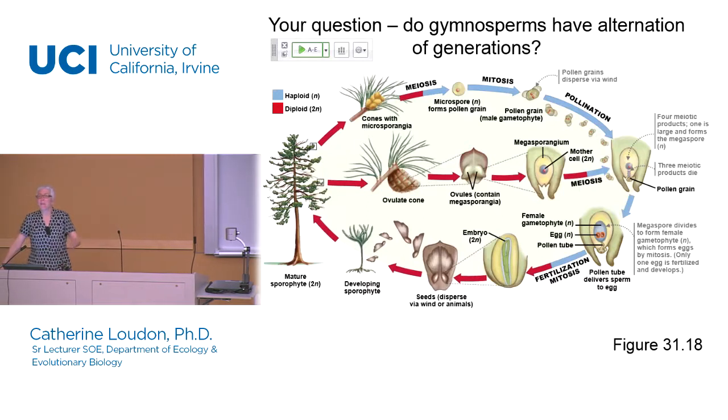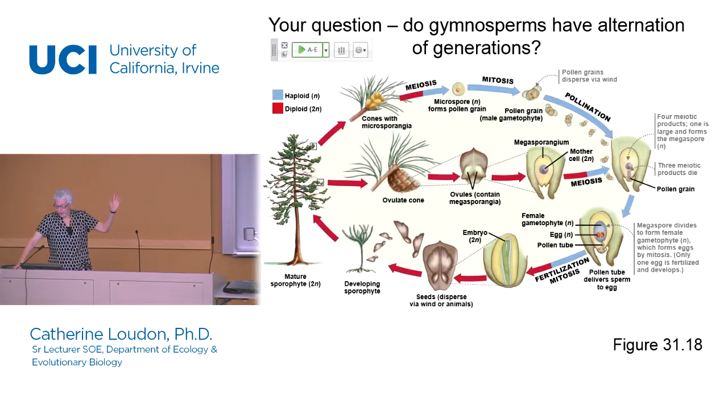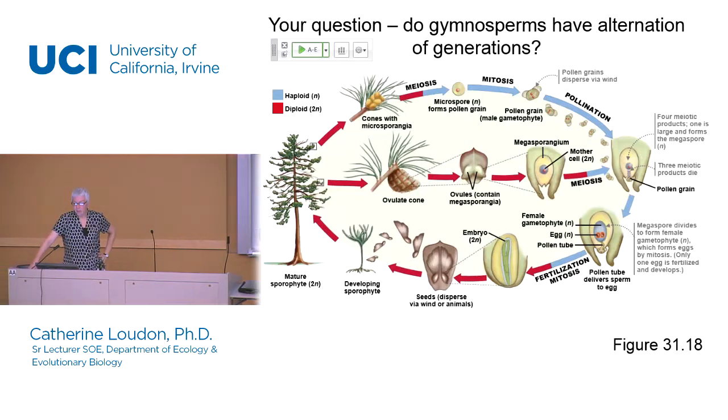One was generated by going through the gymnosperm life cycle, which is in front of you right now, figure 31.18 from your textbook. And the student asked me, okay, having gone through this, do gymnosperms have alternation of generations? I'm confused. Well, first of all, I should say the answer is absolutely. What is alternation of generations?